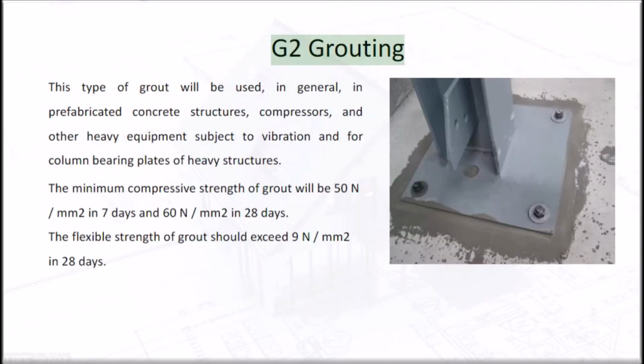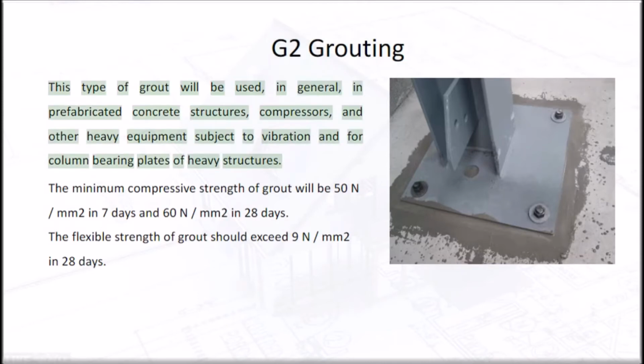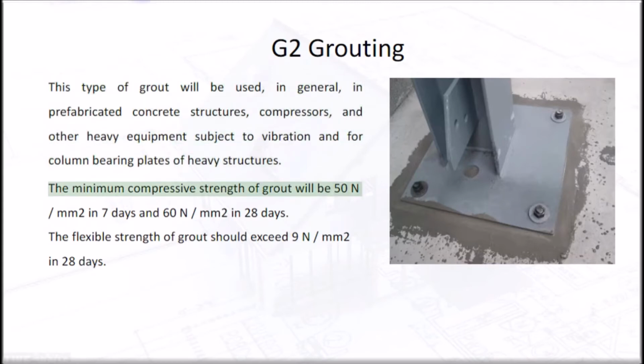G2 grouting. This type of grout will be used, in general, in prefabricated concrete structures, compressors, and other heavy equipment subject to vibration and for column-bearing plates of heavy structures. The minimum compressive strength of grout will be 50 N/mm2 in 7 days and 60 N/mm2 in 28 days. The flexural strength of grout should exceed 9 N/mm2 in 28 days.